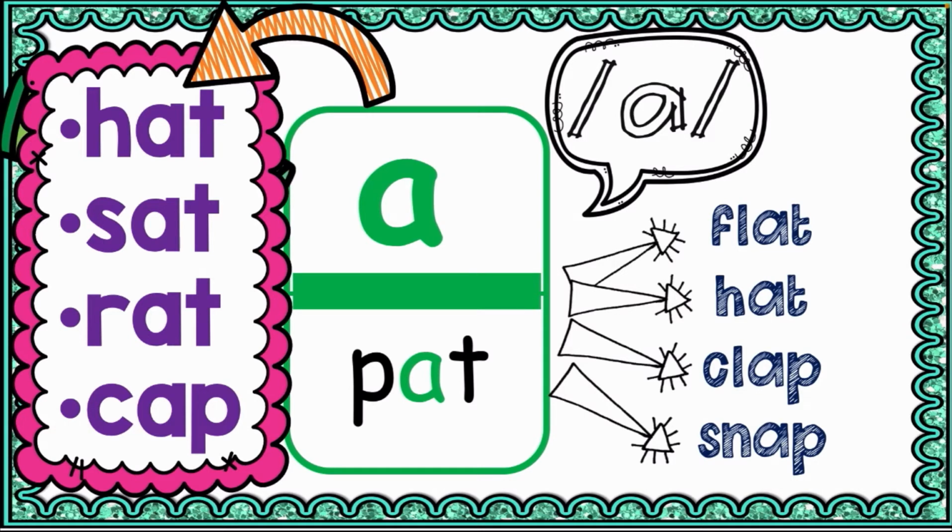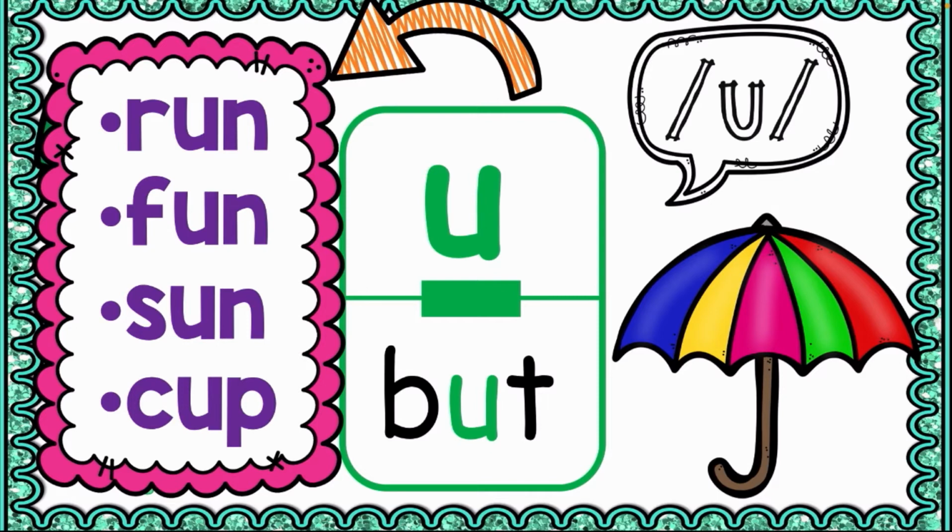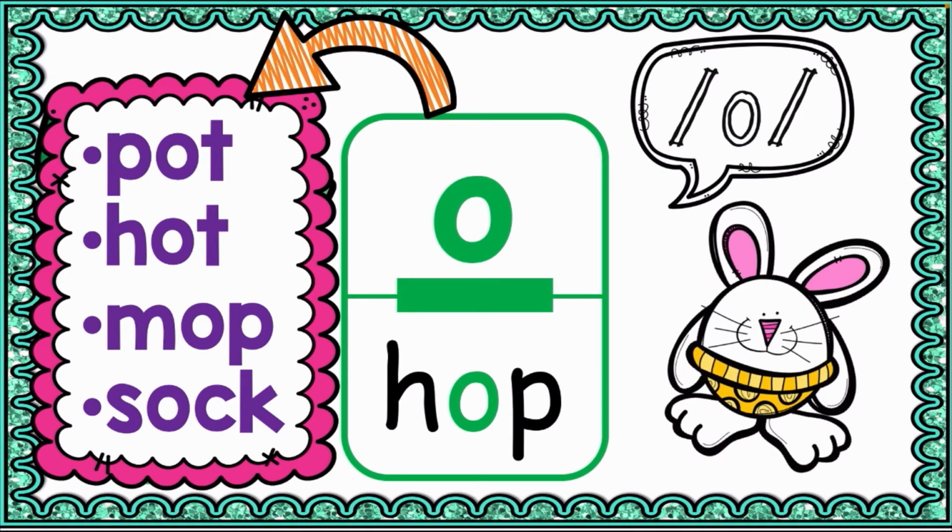The next one we have is the short A sound as in hot, sat, rat, cap. You can also see it here in flat, hot, clap, snap, and pat. Now we have the R sound as in run, urn, fun, sun, cup. Next one we have is the up sound: up, pot, hot, mop, socks.